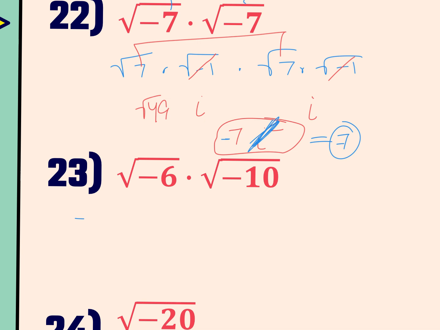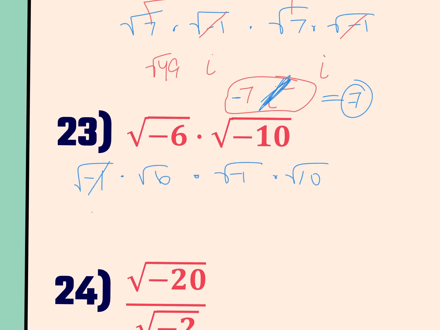So this, guys, right here, I have the square root of negative 1 times the square root of 6 times the square root of negative 1 times the square root of 10, correct? Yes or no? All right, so I'm going to simplify. Square root of negative 1 is I. The square root of negative 1 here is I. So what's I times I going to give me? I squared, okay. And then square root of 6 times square root of 10. Square root of 60, perfect.